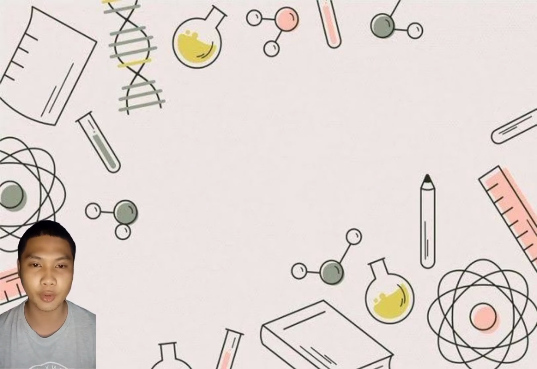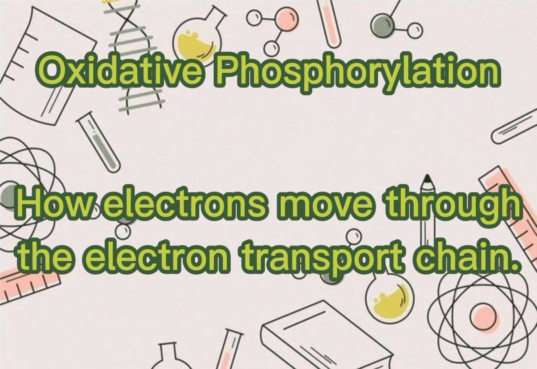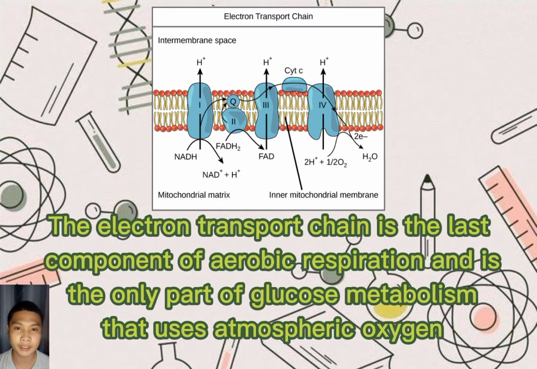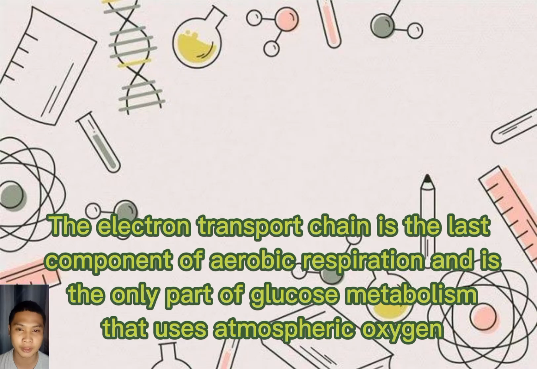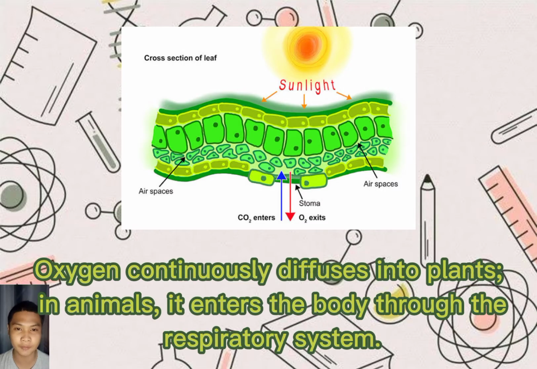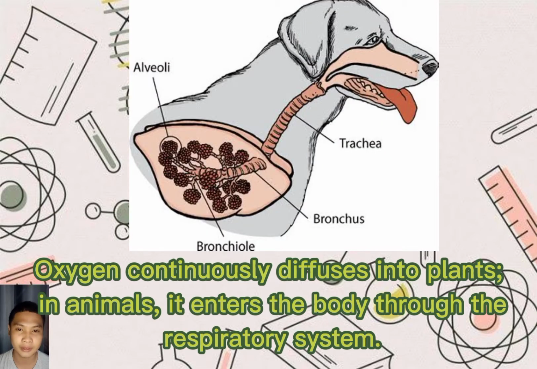In this video, I will discuss oxidative phosphorylation: how electrons move through the electron transport chain. The electron transport chain is the last component of aerobic respiration, and it is the only part of glucose metabolism that uses atmospheric oxygen. Oxygen continuously diffuses into plants. In animals, it enters the body through the respiratory system.